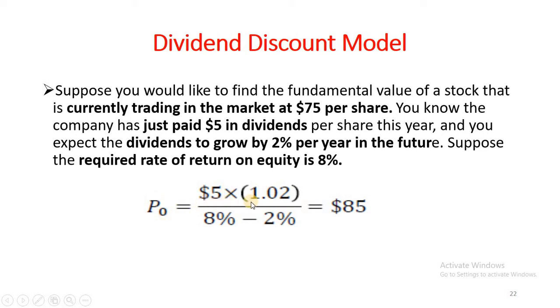$5 is the most recent dividend times 1.02 over here. 0.02 is the growth rate of the dividend. So if we multiply 5 by 1.02, we find the next year's dividend. Then we divide it by 8%, which is the required rate of return or discount rate of the common stock, minus 2%, which is the growth rate of dividend payments of this stock. So using this formula, the value of this common stock is $85.